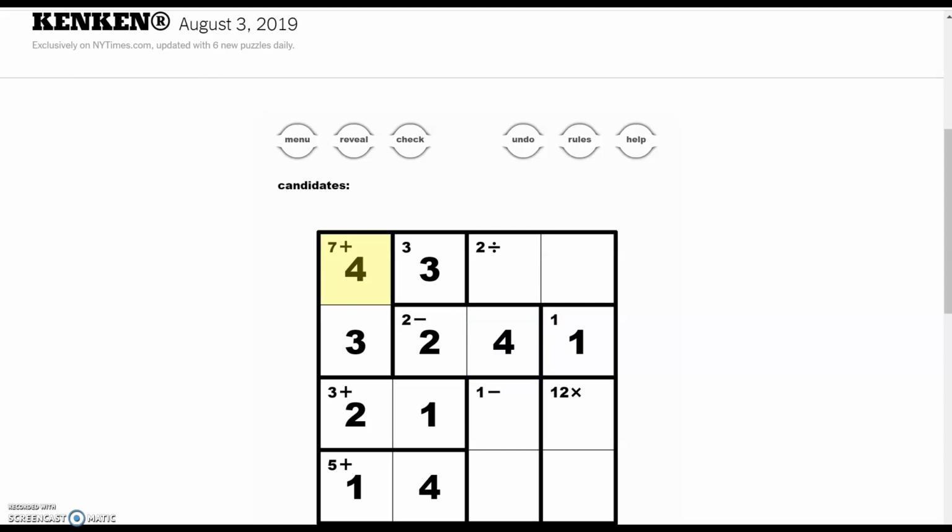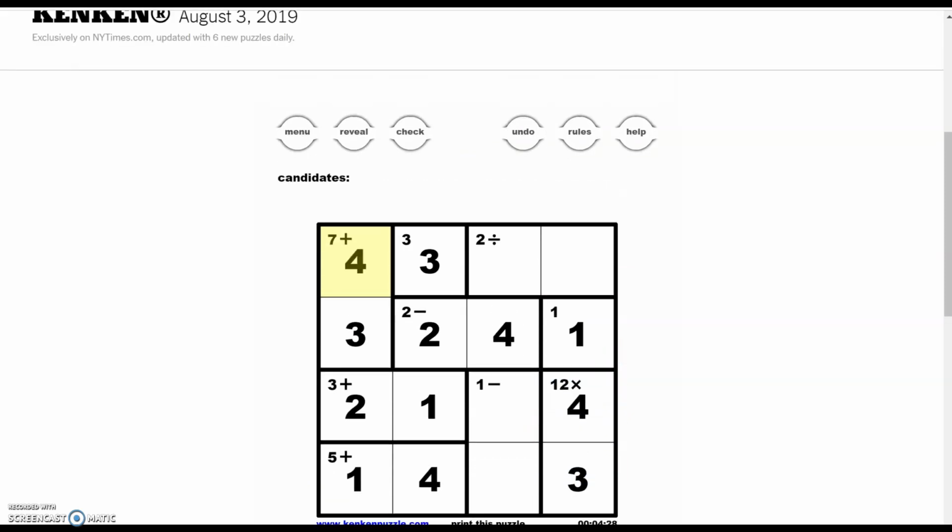So what else do we have? Well, 12 can only be 3 times 4 because 6 times 2 doesn't work since there's no 6s in a 4 by 4 Ken grid. So we've got 4 and 3. The 4 can't be here. So this has to be the 3 and this has to be the 4.